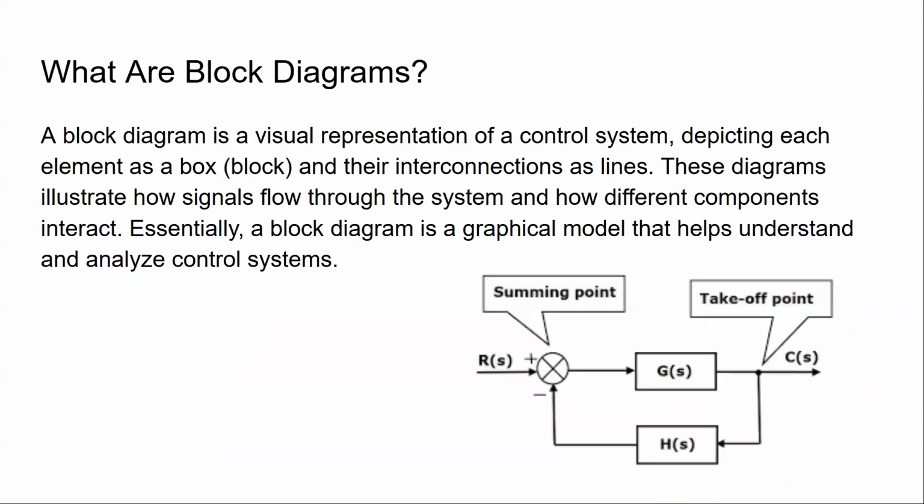So what are block diagrams? A block diagram is a visual representation of a control system depicting each element as a box or a block and their interconnections as lines. These diagrams illustrate how signals flow through the system and how different components interact with each other. Essentially, a block diagram is a graphical model that helps understand and analyze control systems. It can be big or small. Each component is represented by a different block.